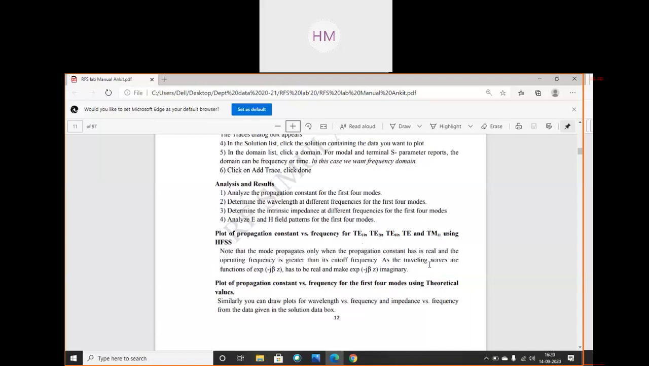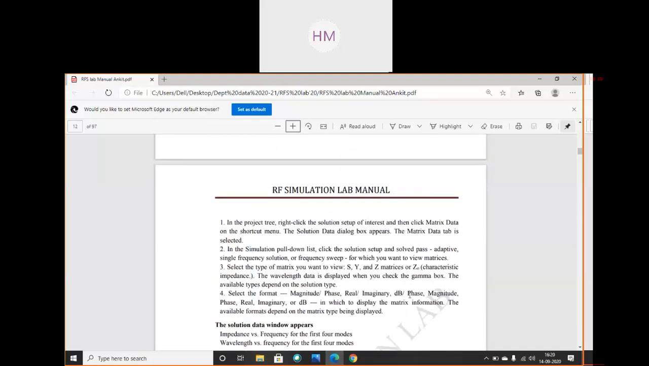Until now you had read it in theory. You have seen the diagram. Now here you will implement those things and you will visualize it in the 3D schematic and you can clear your concept very easily. So you can plot propagation constant versus frequency for these modes. Okay. Plot propagation constant versus frequency for the first four modes using theoretical values.